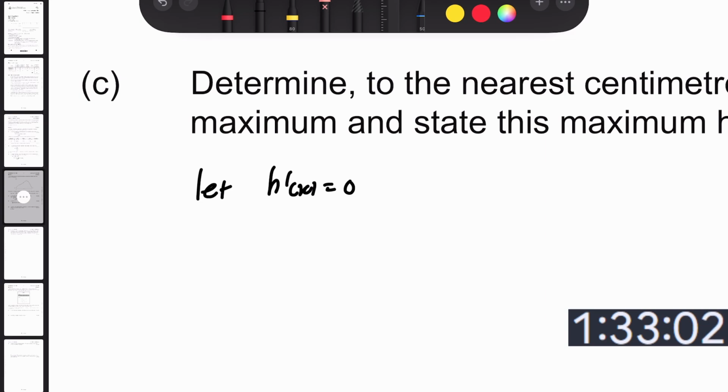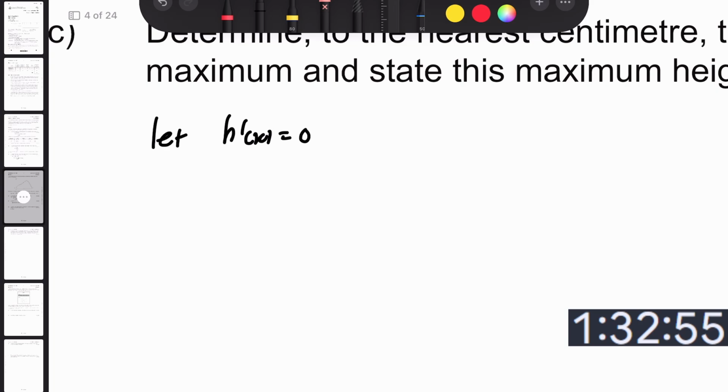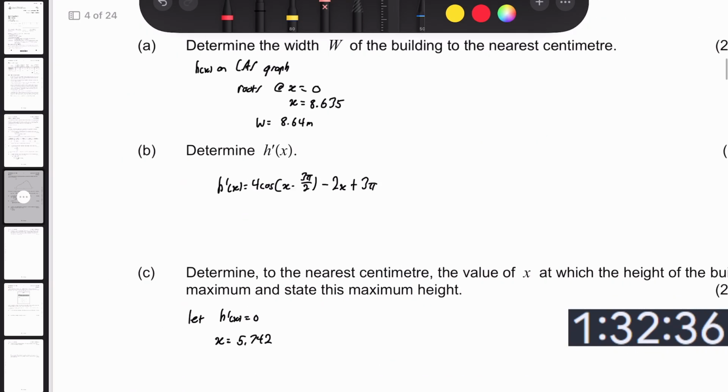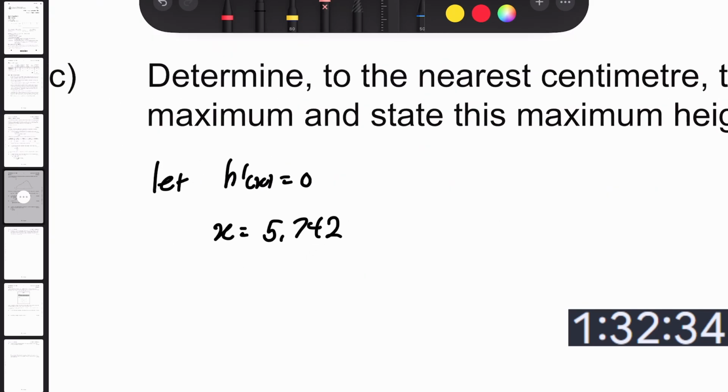Oh wait, I have to put on the boundaries. Oh wait, there's only one. Okay, so this would be x is equal to 5.742. I'm not even joking, got interrupted again. Okay, anyway. So then x equals 5.742.